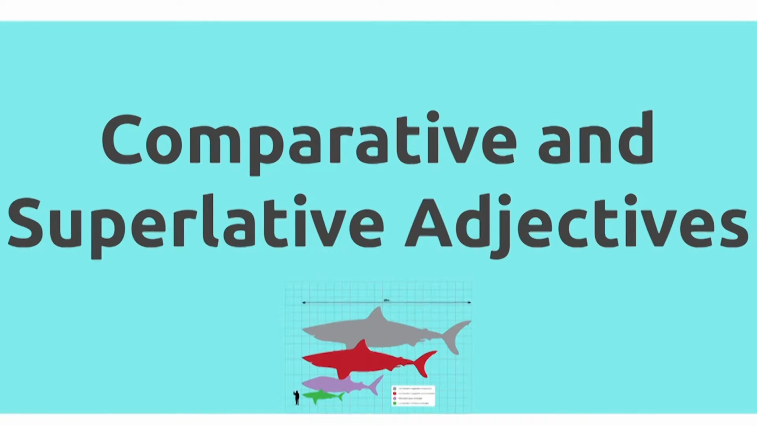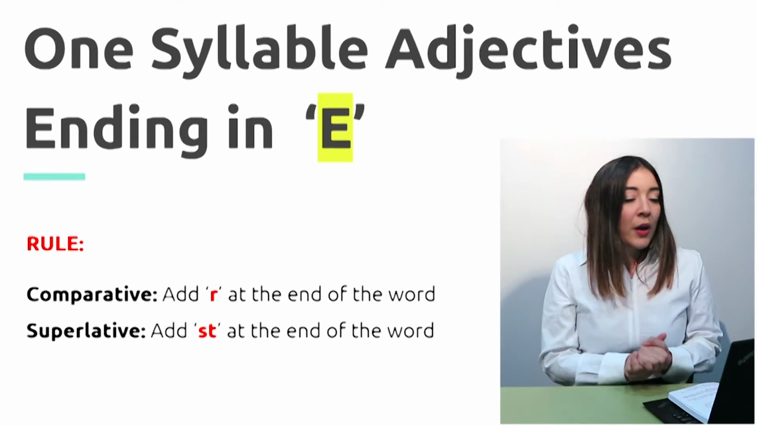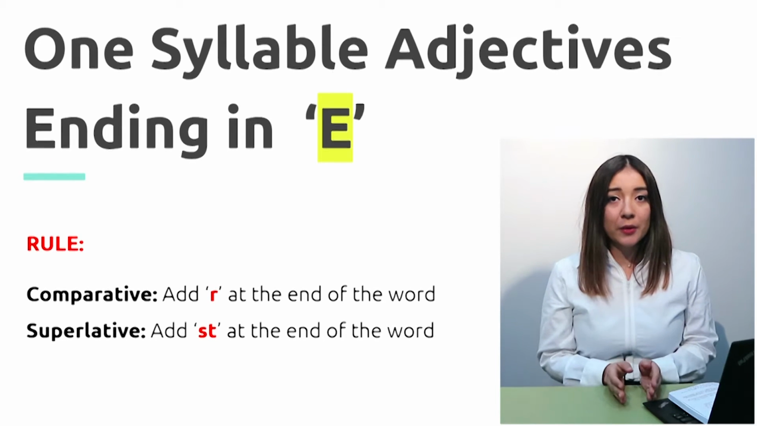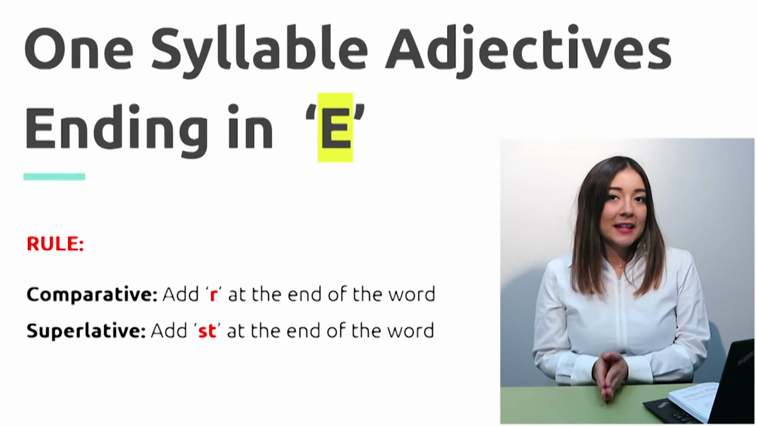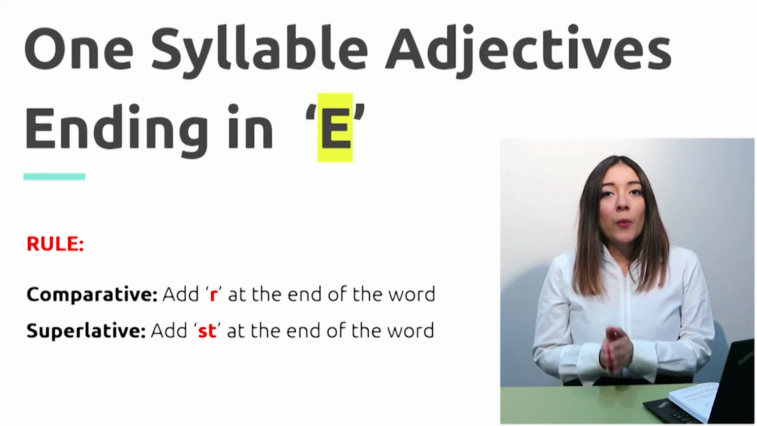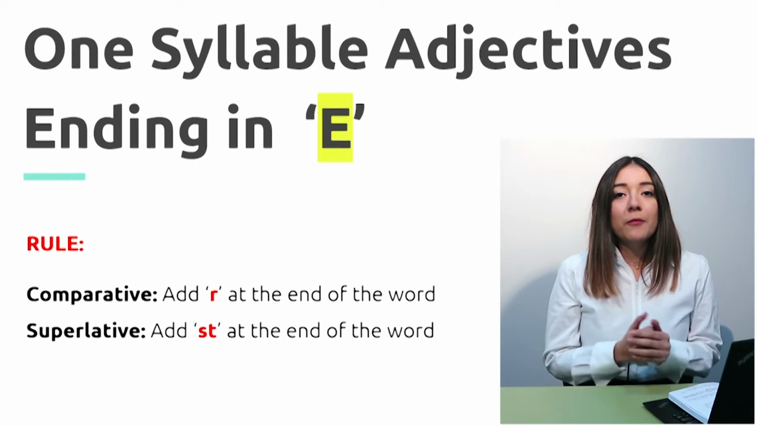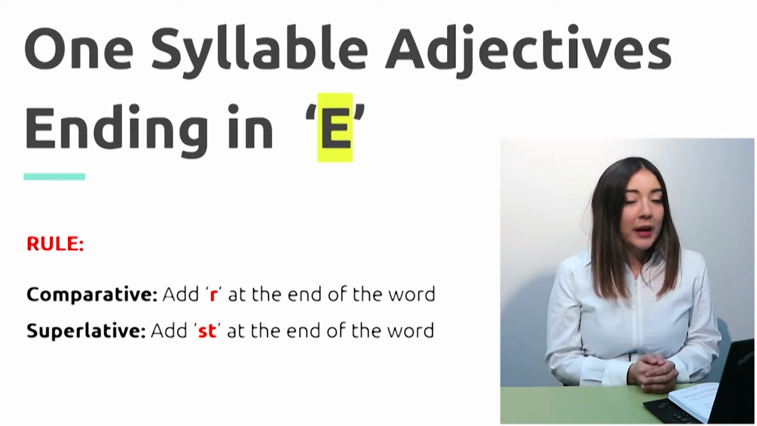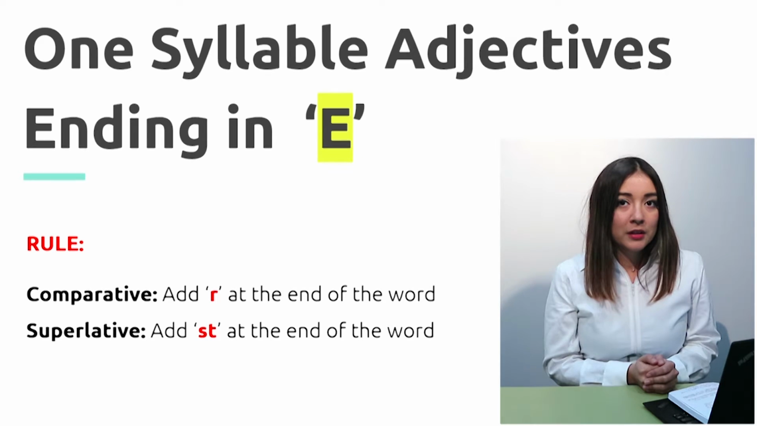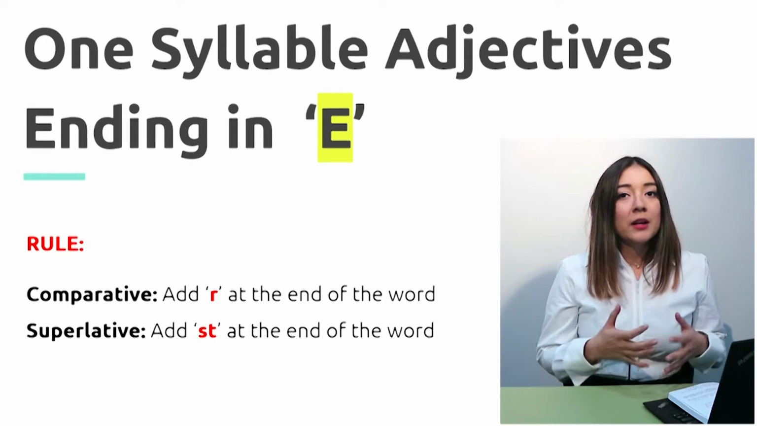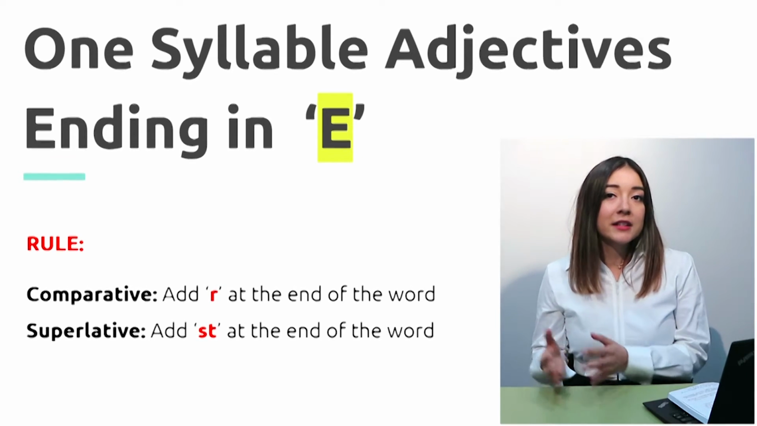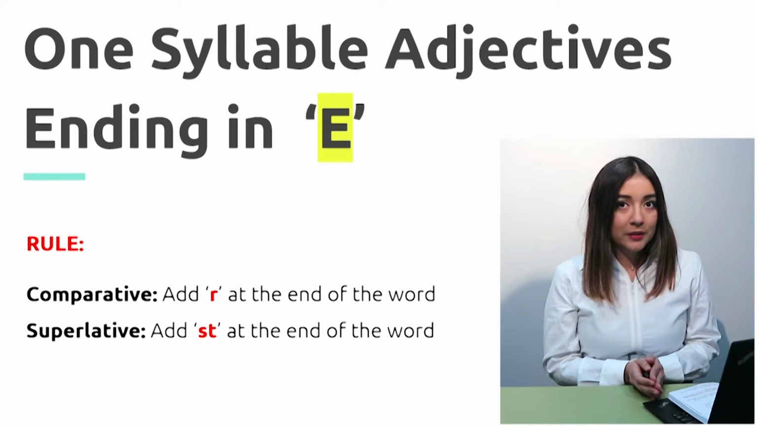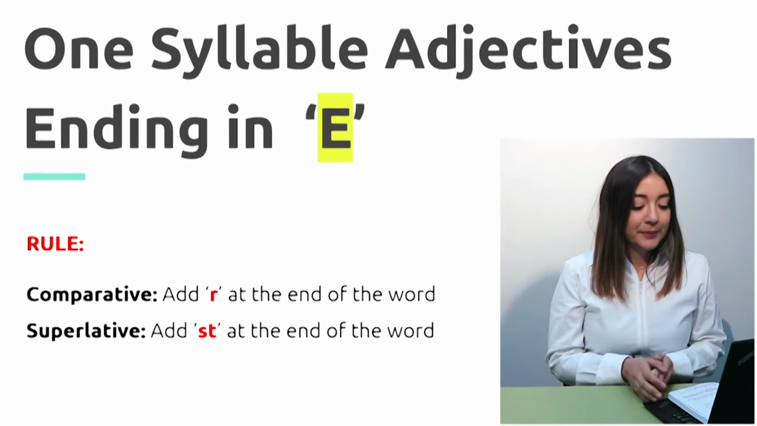So let's learn the rules. When we come across an adjective with one syllable and it ends in an E, when we want to form the comparative adjective, we would add an R at the end of the word. In order to create the superlative adjective form, we would add st at the end of the word. Let's look at some examples.